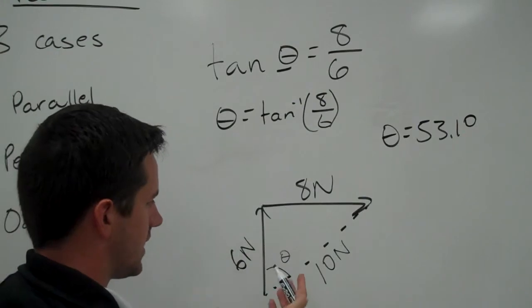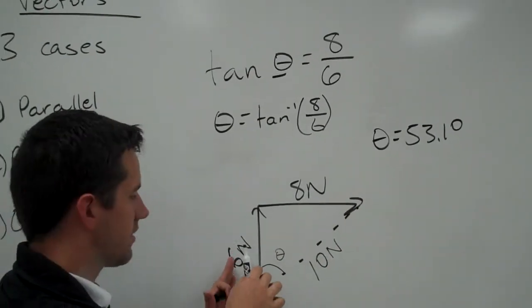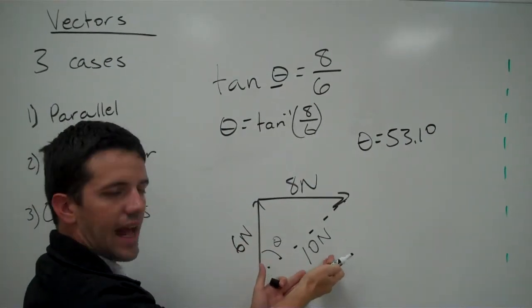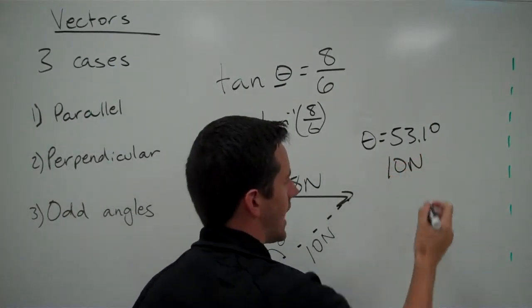Okay, so now it tells me that I am 53.1 degrees from this vector, and I have a magnitude of 10 newtons. Okay, so I have both a magnitude and a direction.